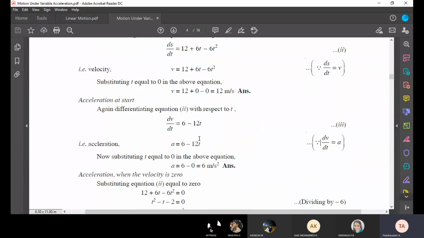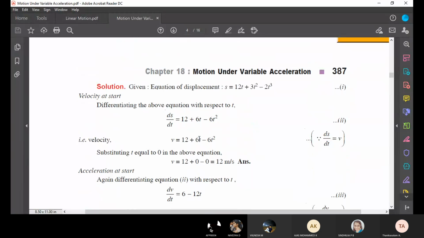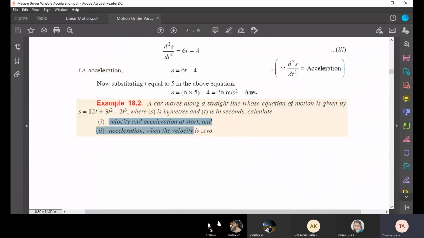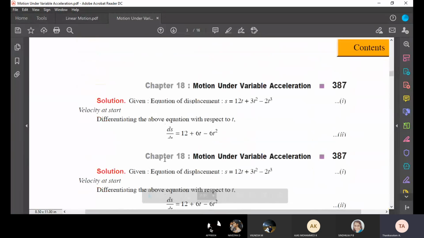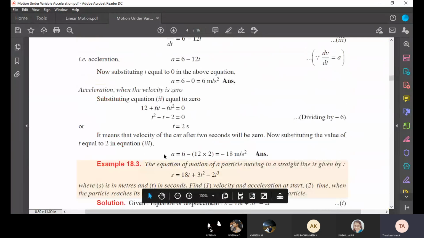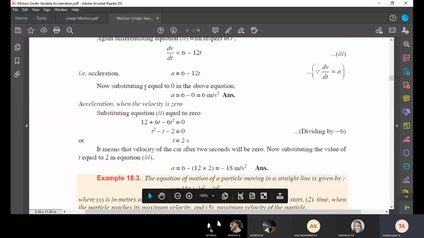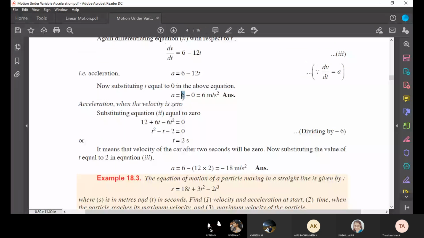The acceleration at the starting point. At the start, t equal to 0, therefore a equal to 6 minus 12 into 0. 12 into 0 is 0, so 6. Therefore, 6 meter per second square.